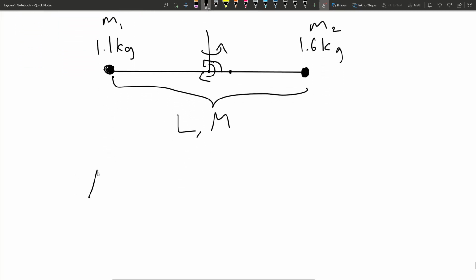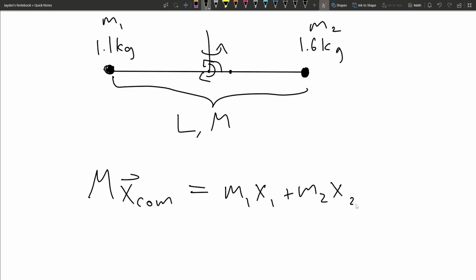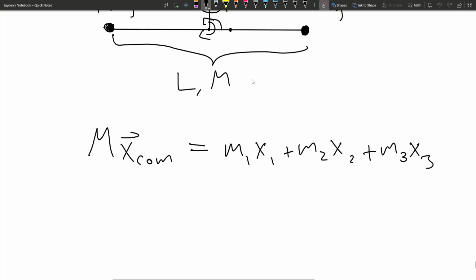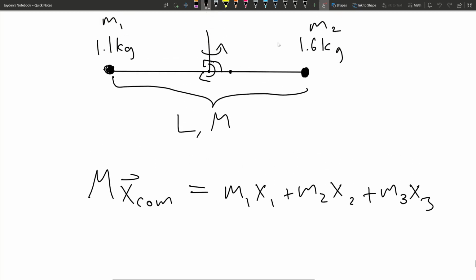So the way I approached this was: M times x center of mass is equal to the sum, m1 x1 plus m2 x2 plus m3 x3. And the reason I chose m3 x3, even though this is a distributed mass, is because of symmetry. We know that the center of mass for this rod is going to lie at L over 2, so we can use that. Okay, and now we have to establish a coordinate plane.